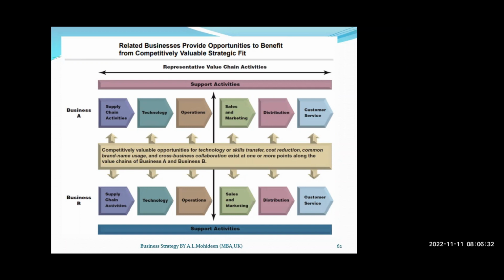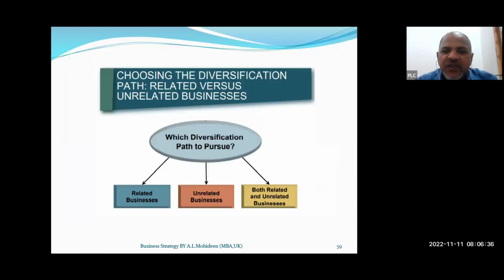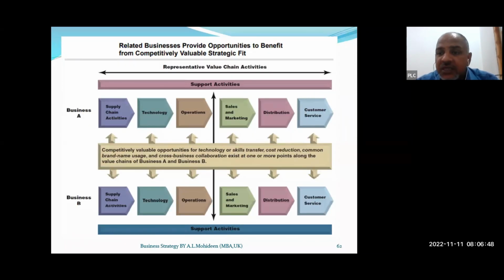You understood now? In the diversification strategy, we have three types of diversification: related business, unrelated business, and both related and unrelated business. If you go for related business, their supply chain, your supply chain. Let's say business A is a milk factory and business B is also a milk factory. Now you are joining their technology and your technology, their operation and your operation. Now merged, the related product.